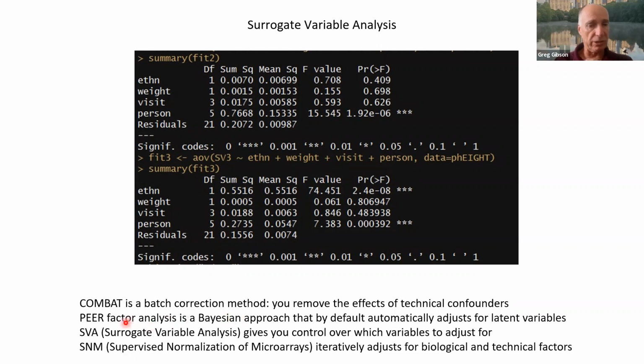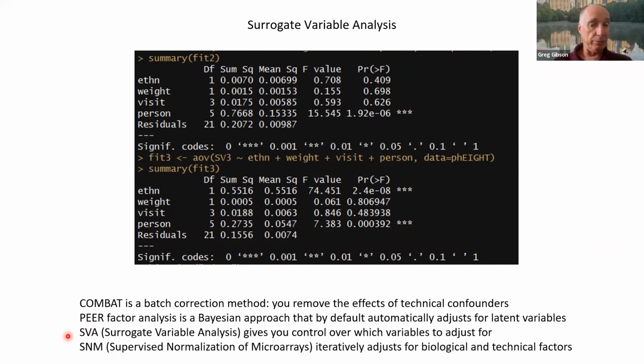So PEER factor analysis tends to be very, very aggressive about removing all covariates, whereas SVA and then SNM, which is this iterative version of SVA, allows you just to remove ones that you know are representing technical variates, so you're left with the biology.